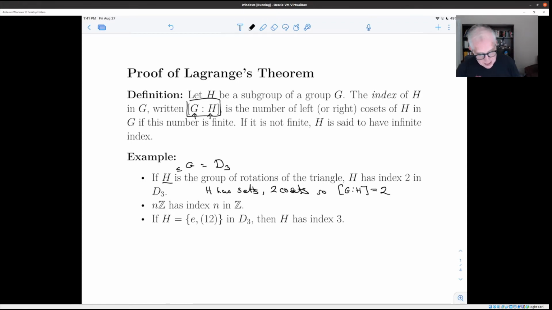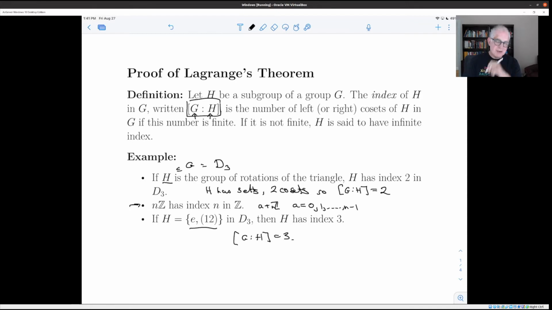If you look at the subgroup nZ, it has index n, because remember the cosets were the sets of the form a plus nZ, where you can choose a to be 0, 1, up to n minus 1. So there were n cosets, so nZ has index n. And in the case where H had 2 elements inside the symmetries of the triangle, then we found 3 cosets. So the index in this case was 3.